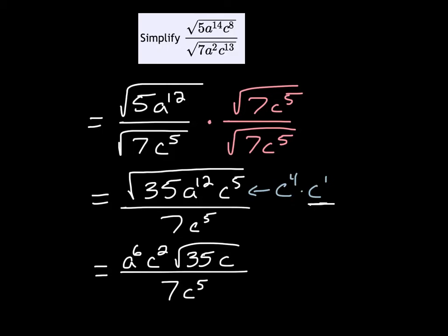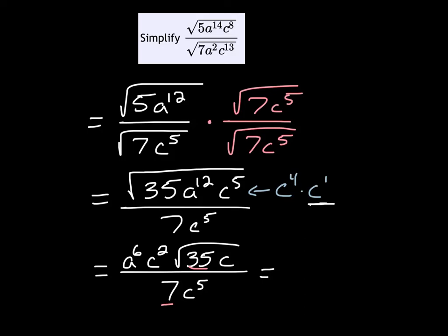Then the last step, and this might be the part that got missed there, is I need to reduce any common factors that I can. Importantly, only the stuff outside the radicals can be simplified with the stuff outside the radicals. Again, this 35 in the radical can't be reduced with this 7 right here. Only stuff outside the radical can be simplified with stuff outside the radical.